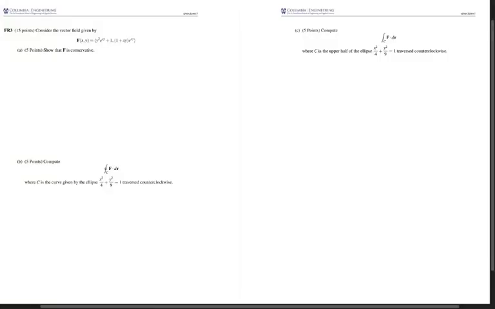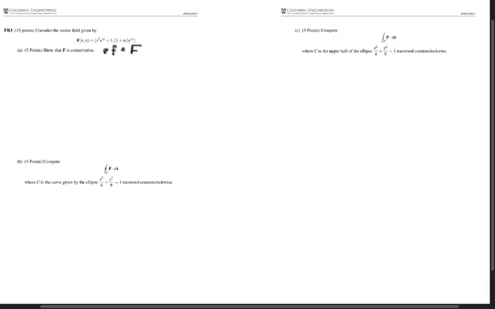On we go to free response 3 here. We got a vector field. Oh, it's some exponential. It doesn't look great. But then part A says show that F is conservative. So we know what that means. We want to show that big F here is the gradient of some scalar function, little f.